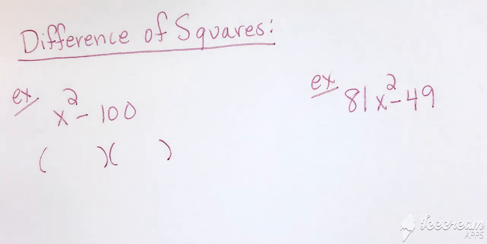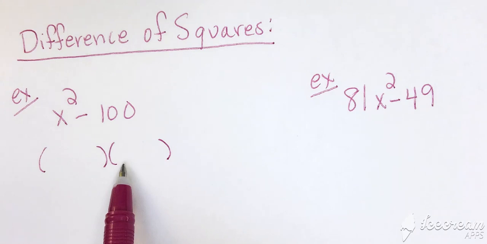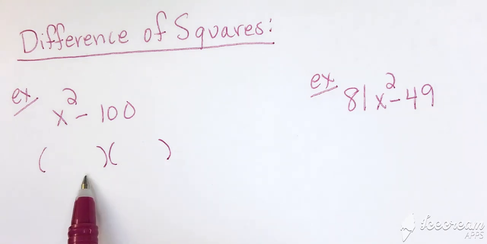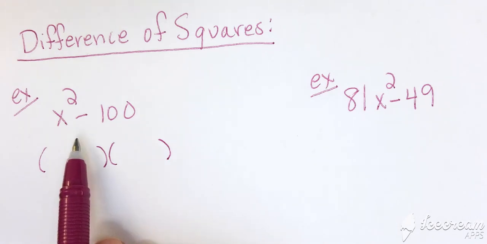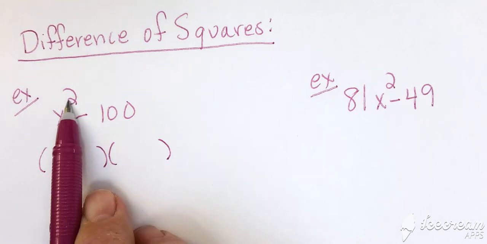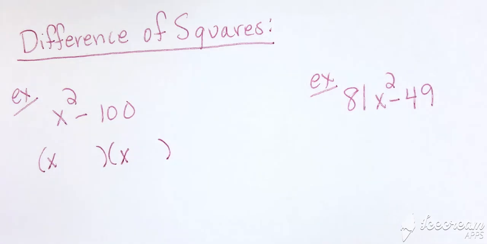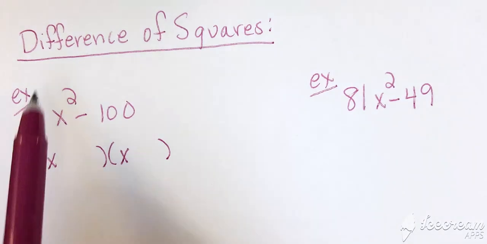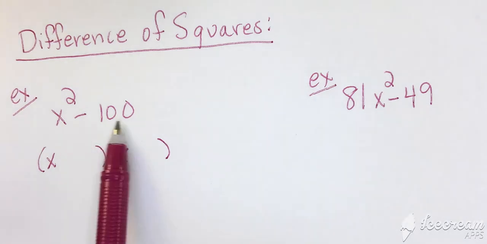What we want to think about is what do we need to put as our first term in each of these binomials? And if we multiply those two things together, do we get x squared? Okay, so I want you to think about what times what gives you x squared. And if you think about that, that would be x times x. Now I want you to think about the last two terms in each binomial. So this would be what times what gives you negative 100.